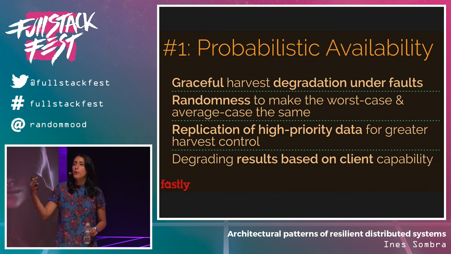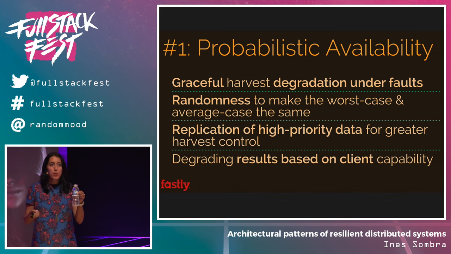And then sometimes you can even degrade the results based on the client capability. For example, if you have a bad internet connection and you're trying to watch a video, the video may come with less quality. And this is like less harvest. It's like less information. It's less rich. But you can still watch it. So all right. So this is approach number one.